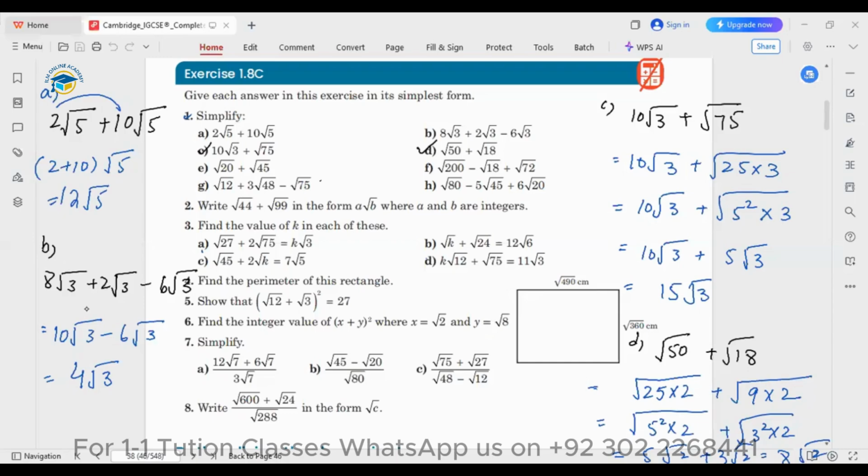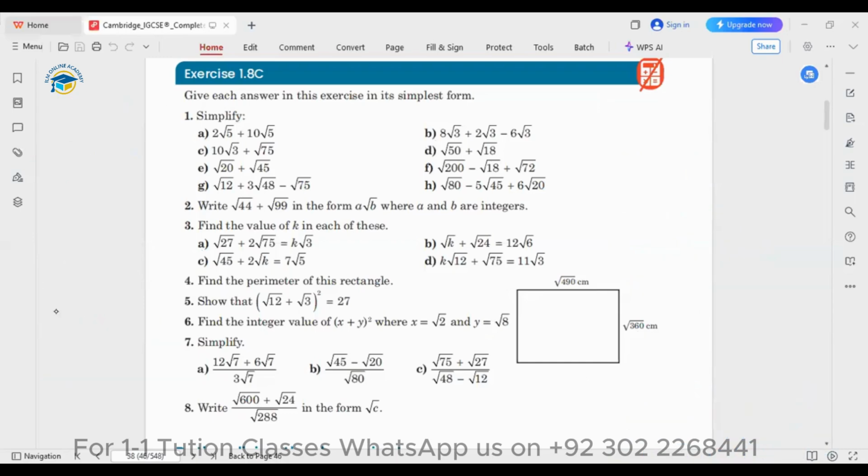Next, moving towards part number E. In part number E, we have square root 20, and we need to add square root 45 to this. Now again we need to try the factors, like they will be similar in both of these two surds, and one will be the perfect square and one will be the simple number. So accordingly, we can choose 4 times 5 for 20 here and 9 times 5 for 45 here.